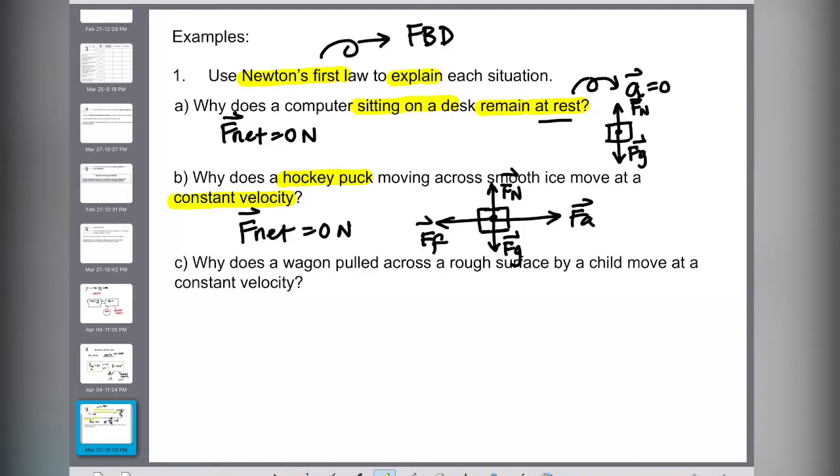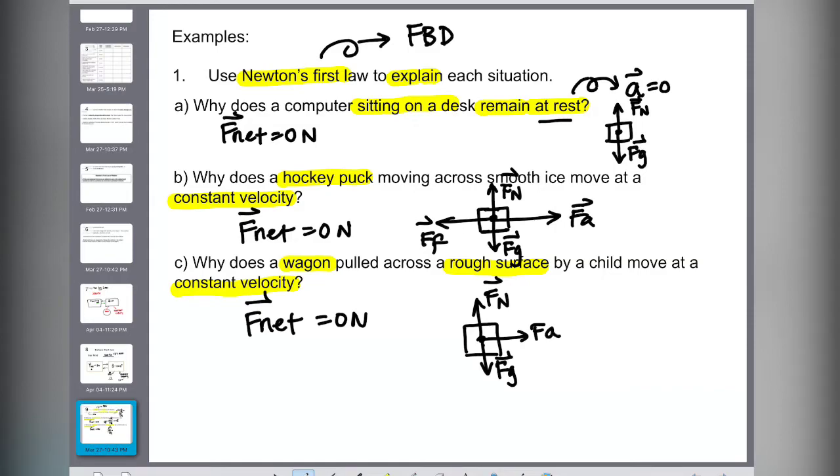Next question. Why does a wagon pulled across a rough surface by a child move at a constant velocity? Surprising answer. You're going to say that net force equals 0 again, and to justify it, you draw pictures again. A wagon, force of gravity, force of normal. A child is pulling it, and it's going across a rough surface.